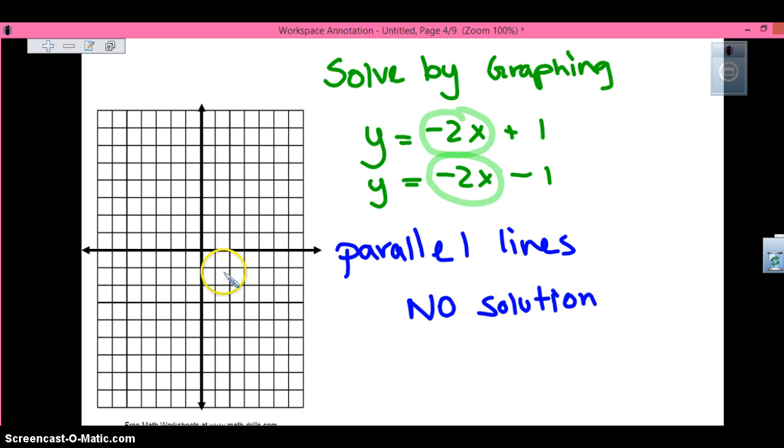If we were to graph this, it would look something like this. And we can see that these lines do not intersect.